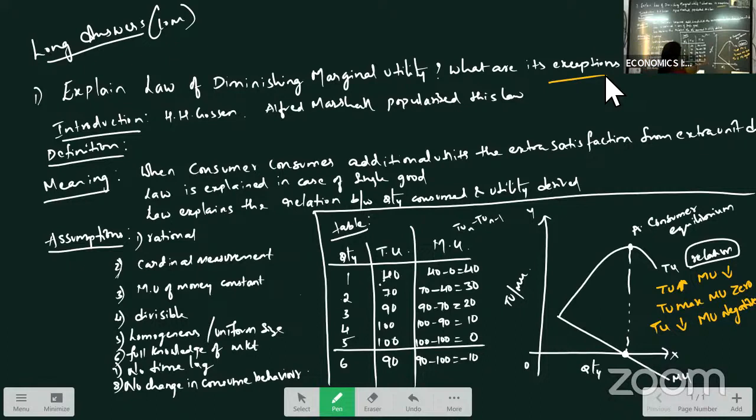So table, graph, you have to write down this relation compulsorily. Then you write down the limitations and the importance. Clear? So I hope you got this answer. This is one important question from the exam point of view.